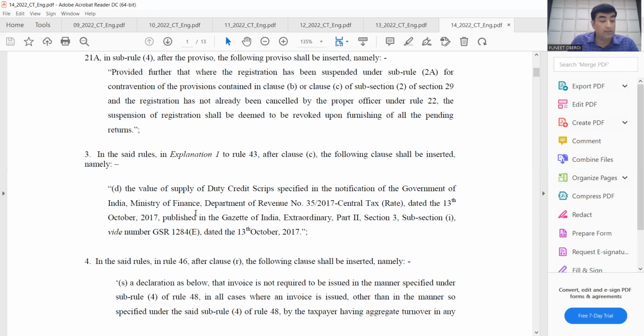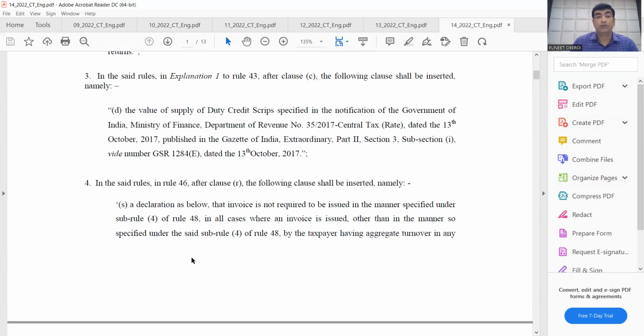So another thing which is important is that this is applicable prospectively. So this has not been made applicable with retrospective effect. So till the date of 5th of July 2022, reversals will be applicable. And from 5th of July 2022, no reversals are applicable. So any kind of output supply which is happening after 5th of July 22, no reversal is required to be done in that case. So let us go to rule number 4.